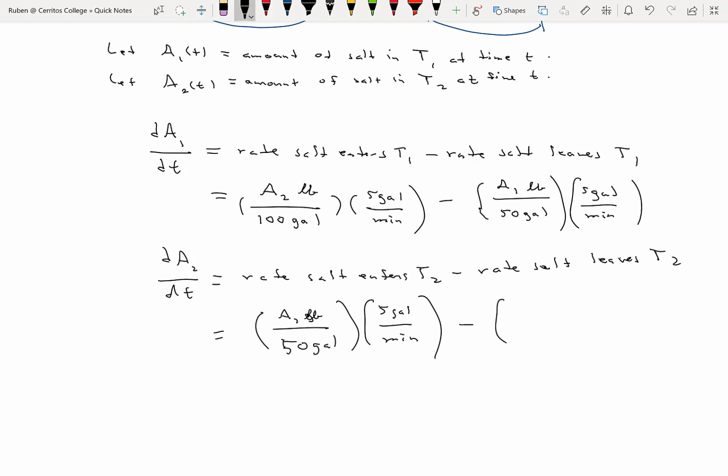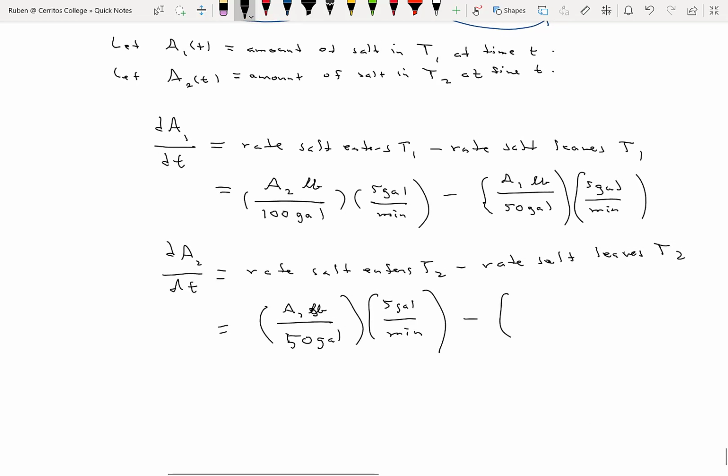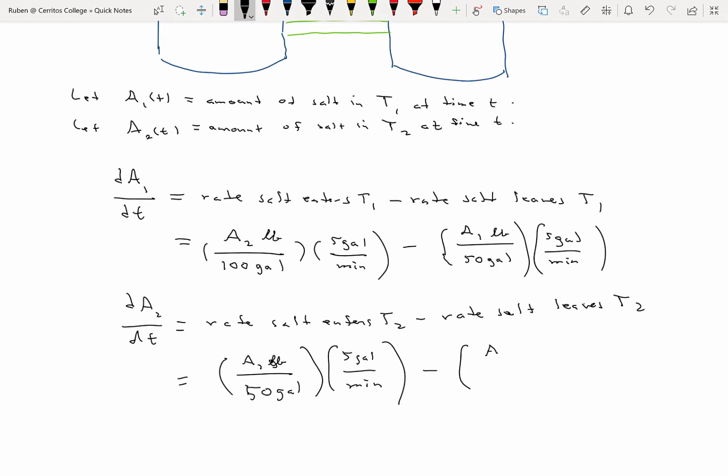And finally, subtract the rate at which salt leaves T2. Well, the concentration in tank 2 is A2 pounds, and there's always 100 gallons in A2, times the rate of 5 gallons per minute.